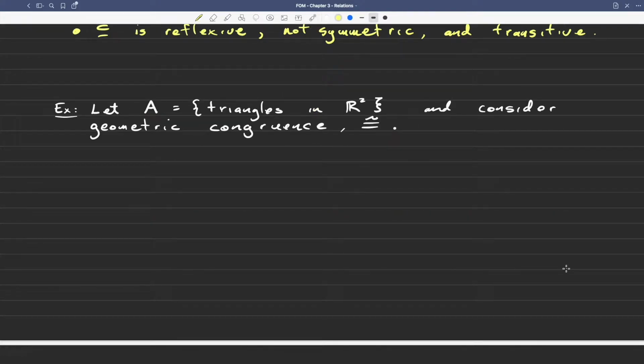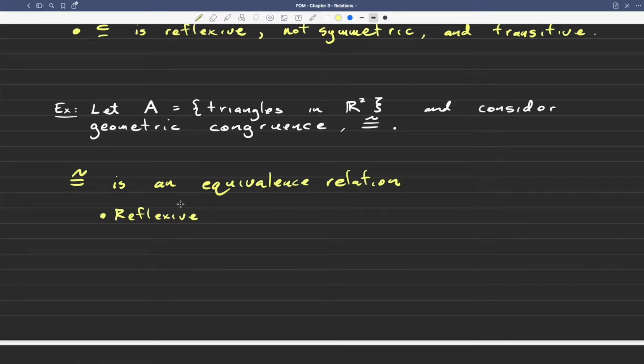Here's the example that I alluded to a bit earlier. If A, the set that we're thinking about comparing things in, is the set of all triangles in the plane, and then the thing that we're using to compare triangles is geometric congruence, this is an example of an equivalence relation. It's reflexive because every triangle is congruent to itself, of course.